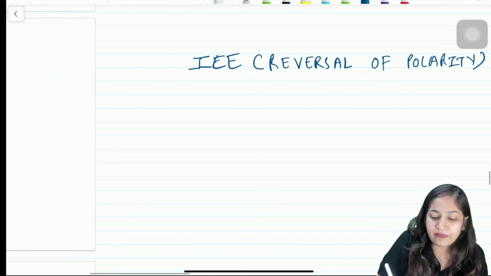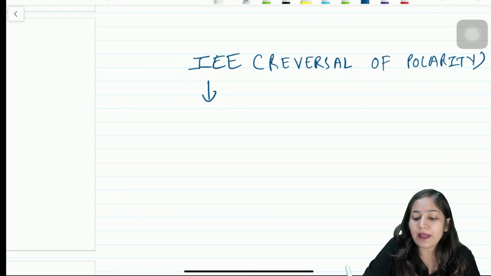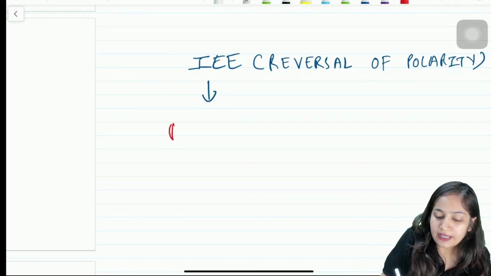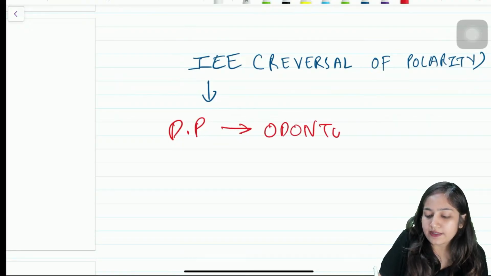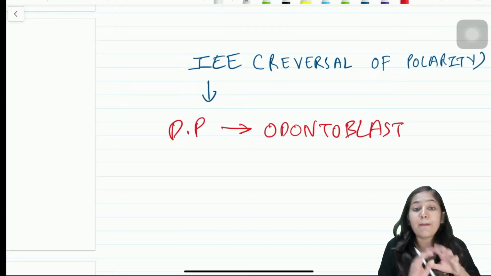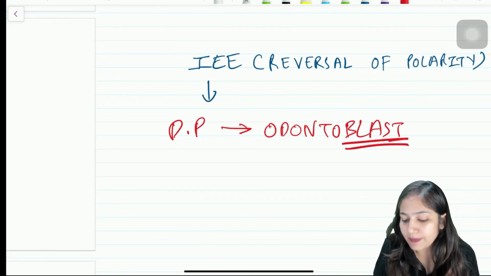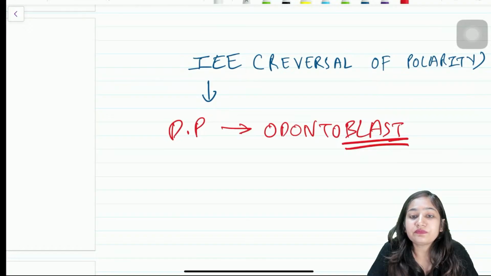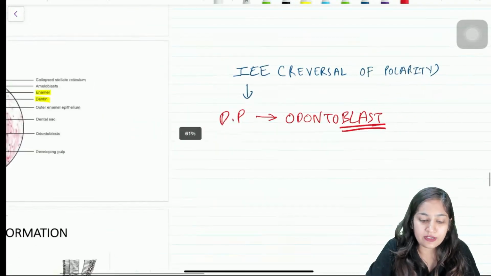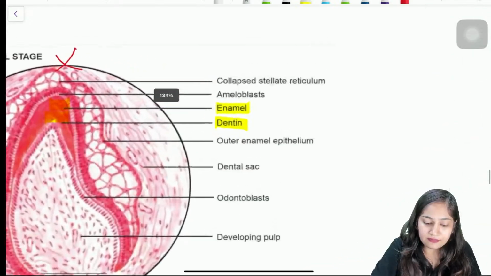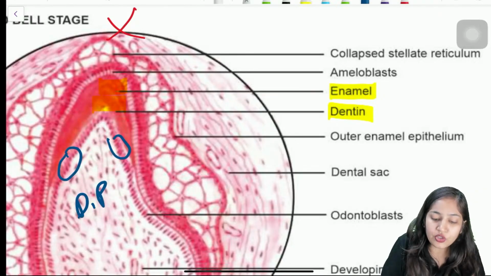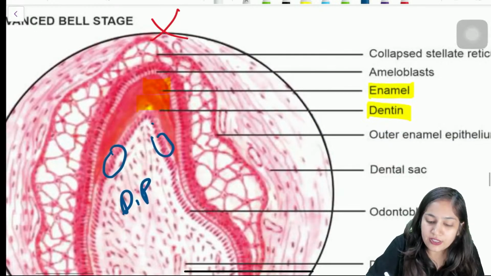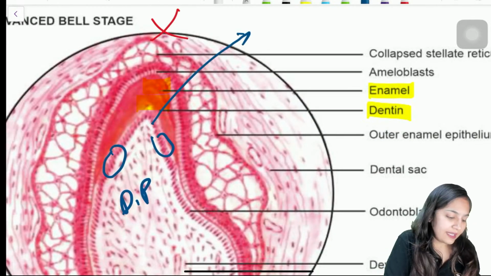What will happen? The outermost cells of dental papilla will differentiate into odontoblast. Again, there is a blast. Blast means formation. Odonto meaning dentin formation. So here we can see these cells. These are our dental papilla cells which have differentiated into odontoblast. Can you appreciate the odontoblast cells here in this diagram?